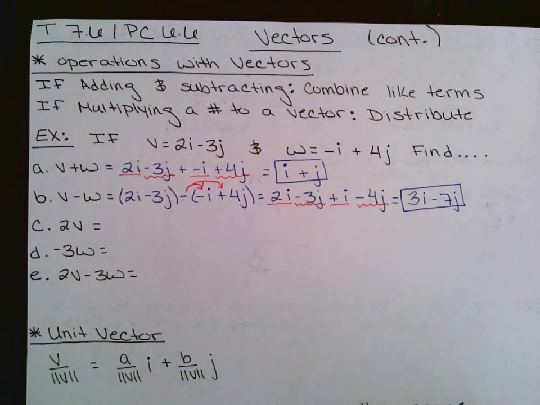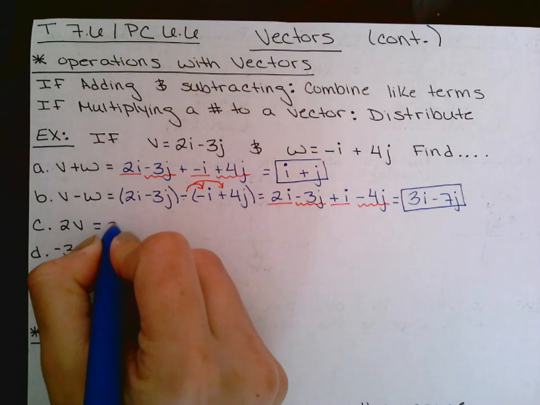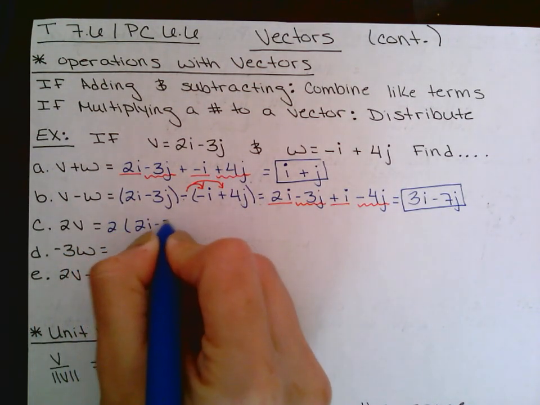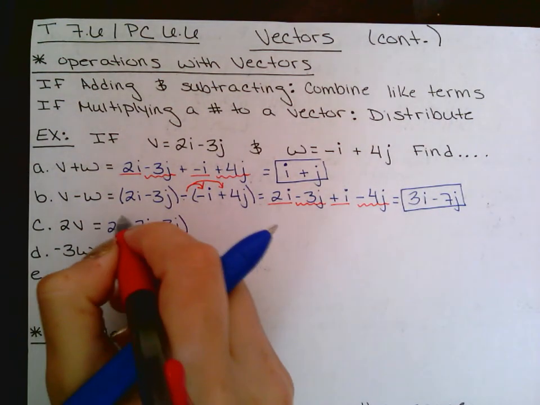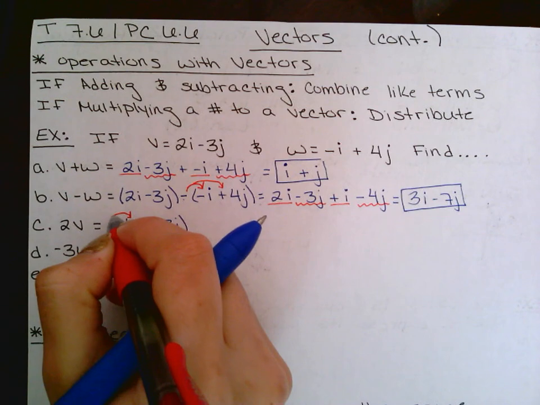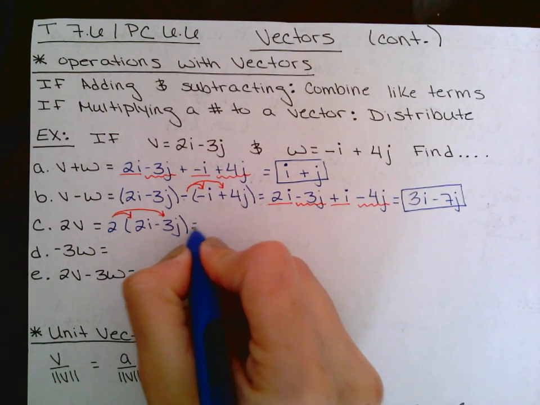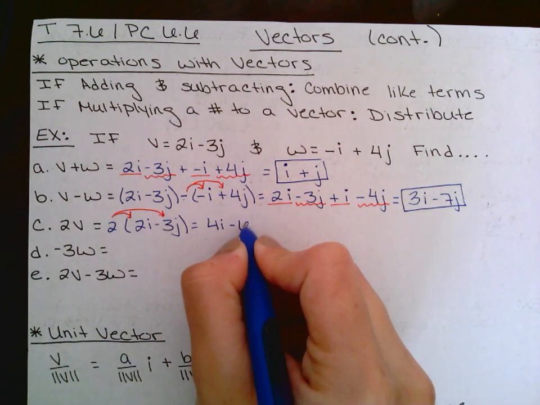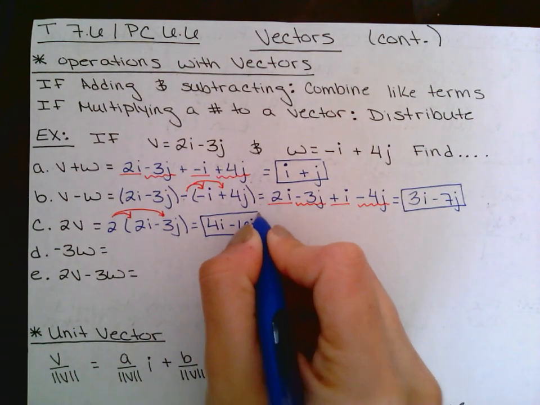All right, hopefully you're doing good so far. C is 2 times vector v. So I'm going to get 2 and multiply it to the entire vector v. Just like I did with the negative, I'm going to have to distribute. Okay. And I can say that this is 4i minus 6j. Okay.